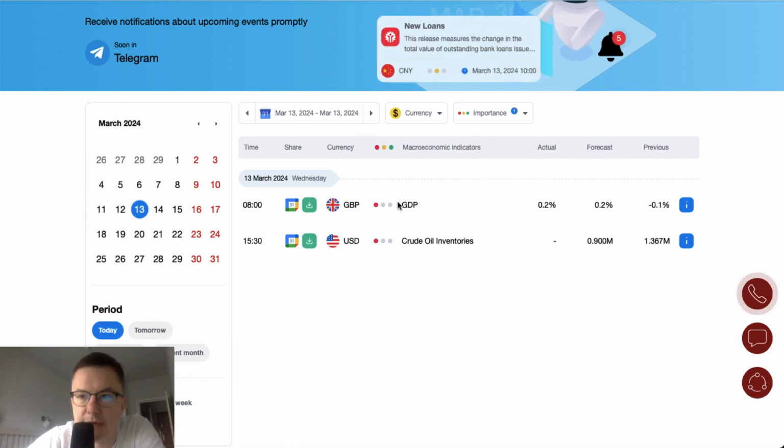The GDP from the UK had been published already, and it was in line with the expectations, 0.2%, which is slightly better than the previous reading of minus 0.1%. The crude oil inventories from the US are scheduled for release at 3:30. So this is another very important event for today.